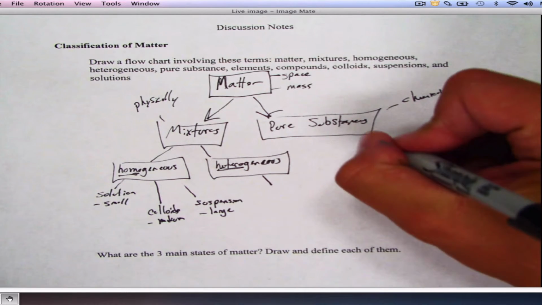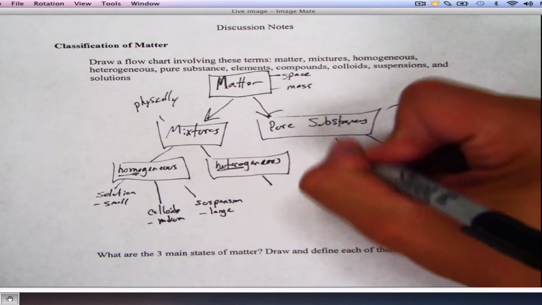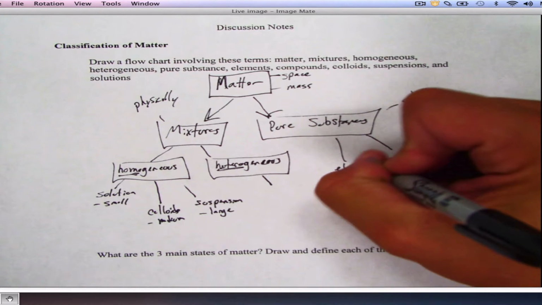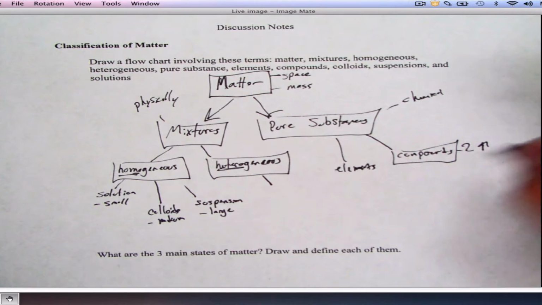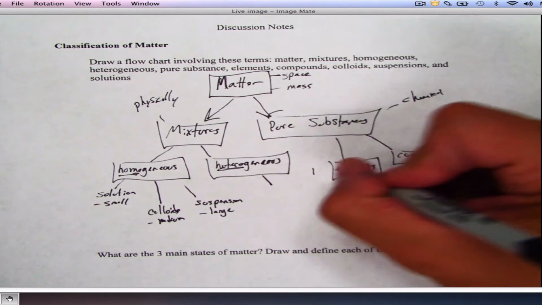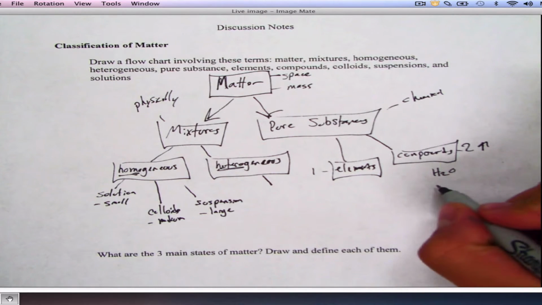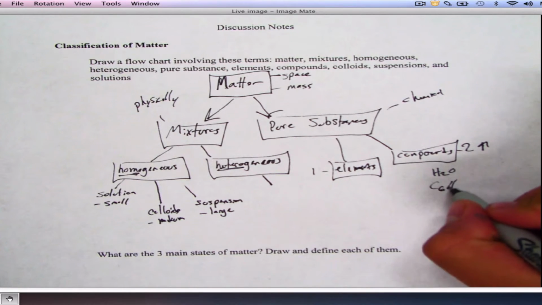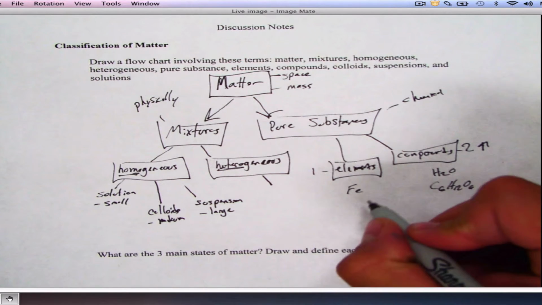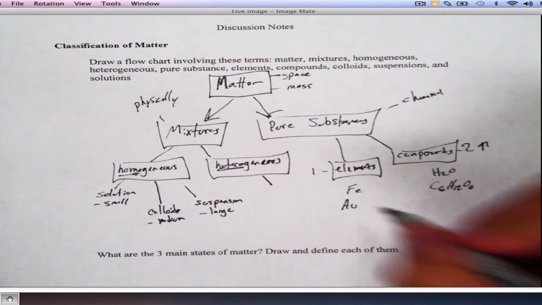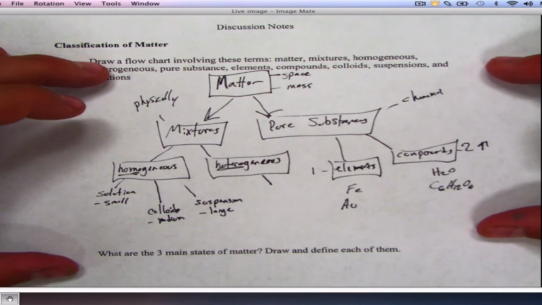Pure substances fall into two areas: compounds and elements. Compounds are going to be two or more substances, whereas elements are usually just one element. Compounds could be like H2O, which is water, or C6H12O6, that's a compound, that's sugar. Whereas elements are going to be like iron, gold, Au, things like that. So make sure you know some examples and how this whole thing ties together.